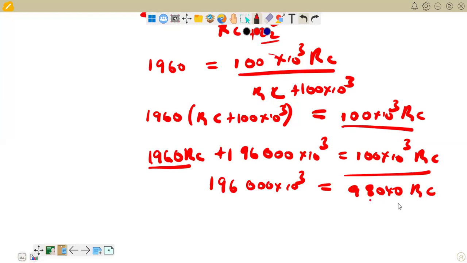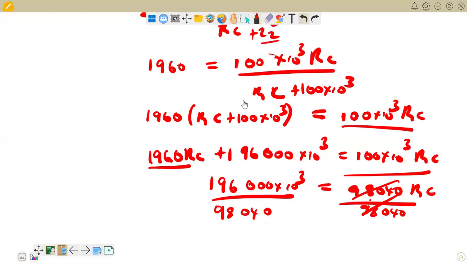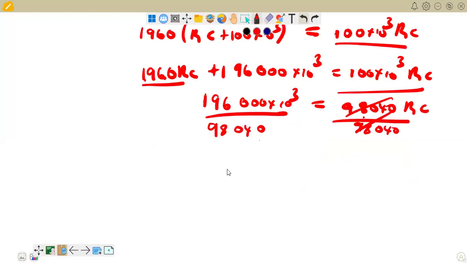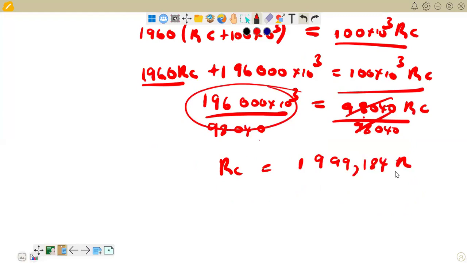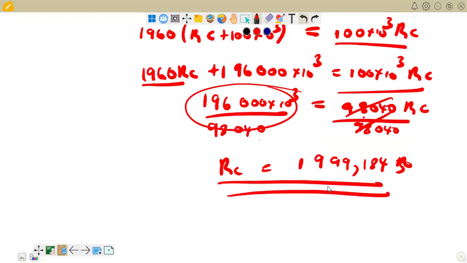So we now divide by that 98,040, divide by 98,040. That will definitely give us RC being equal to, right, so what are we getting there? RC is equal to, right, punching this on the calculator, it's going to give us 1,999.184 ohm. That is marking our RC. So we have answered that first part, which wanted us to calculate the collector resistance.